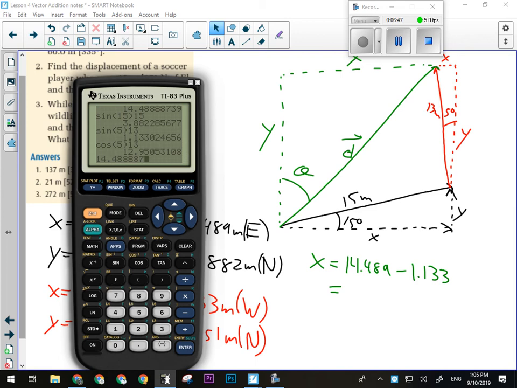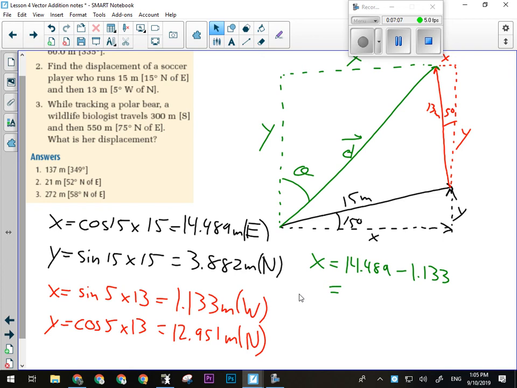14.4888739 minus 1.133024656. All right, so 13.356 meters, and that is east. To find y, I'm going to use my two y components. They're both north, so I just need to add them together.